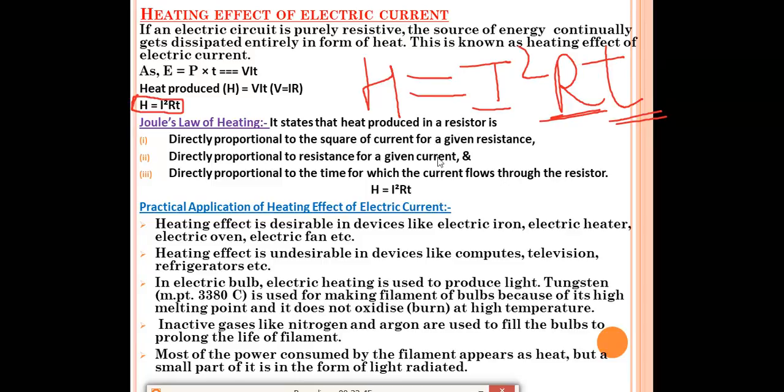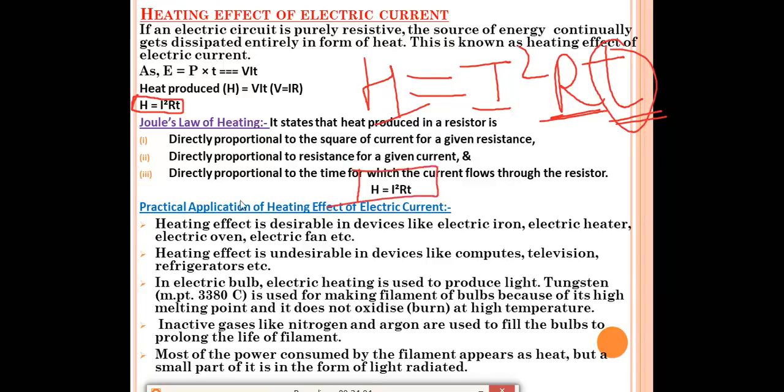If you don't remember these sentences, then you should write the 3 points. Heat produced in a resistor is directly proportional to square of the current. Heat produced in a conductor is directly proportional to resistance, and heat produced in a resistor is directly proportional to the time. Okay, so this is known as Joule's law of heating.